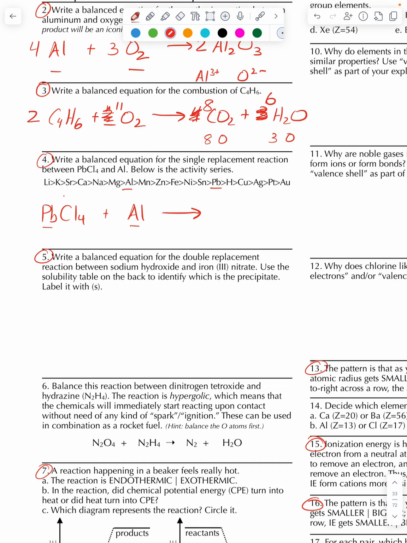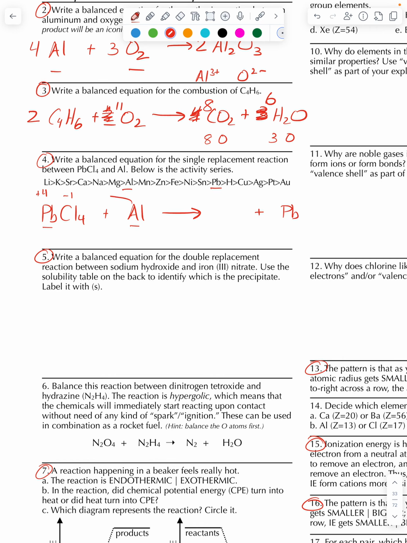So let's identify the charges first. We know that chlorine is -1. So what's the charge of lead in this particular ionic compound? +4. So what's going to happen? We don't need to know that, by the way. So we're going to have the lead kicked off. Not that you have to write that second.